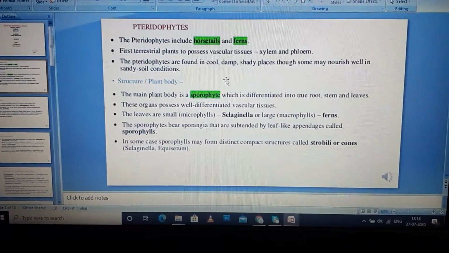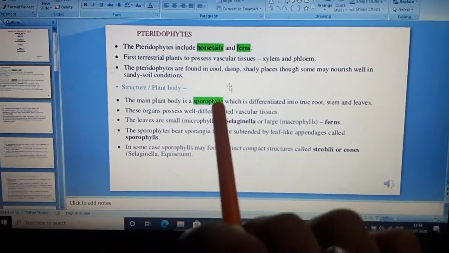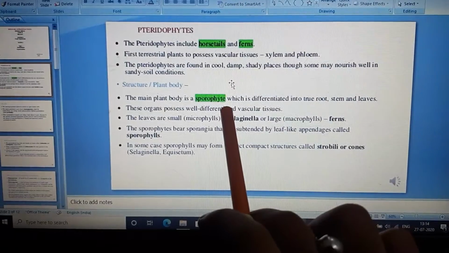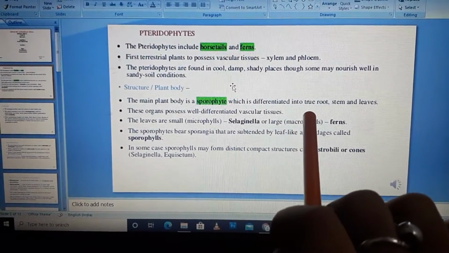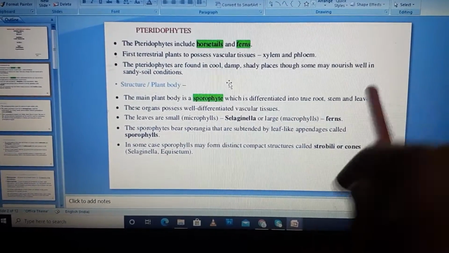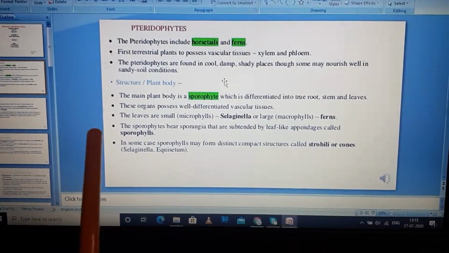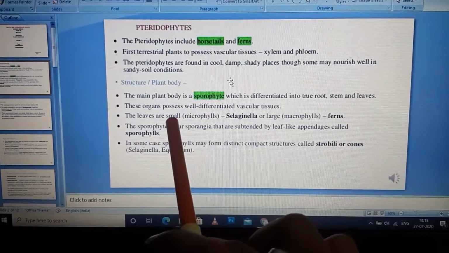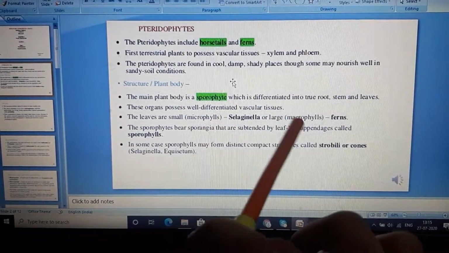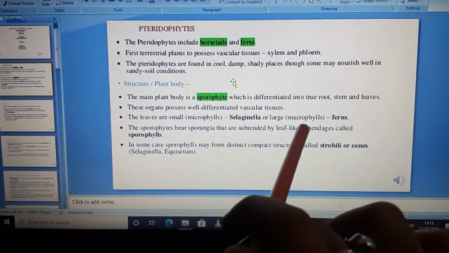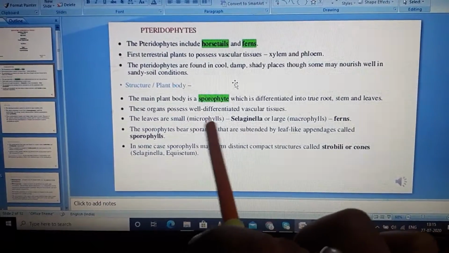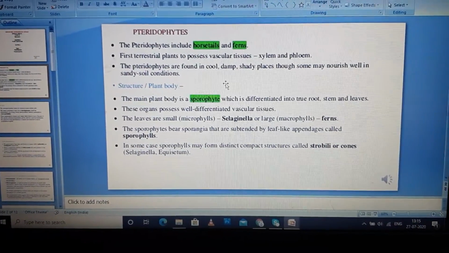The plant body of pteridophytes is sporophytic in nature, and it is differentiated into true root, true stem, and true leaves. They have two kinds of leaf. Small leaves are known as microphyll, while large leaves are known as macrophyll. Macrophyll is seen in ferns, microphyll is seen in Selaginella.